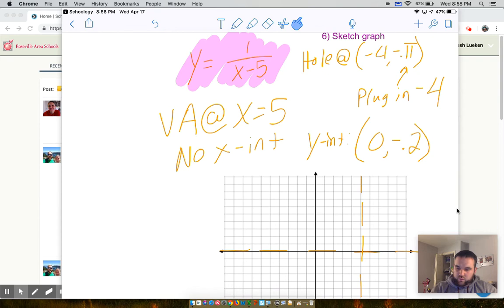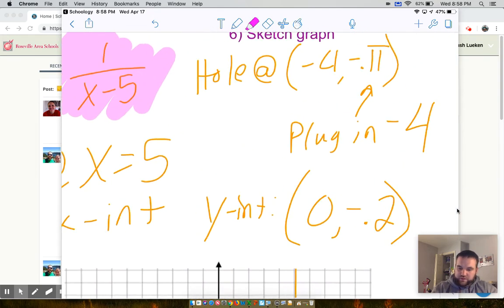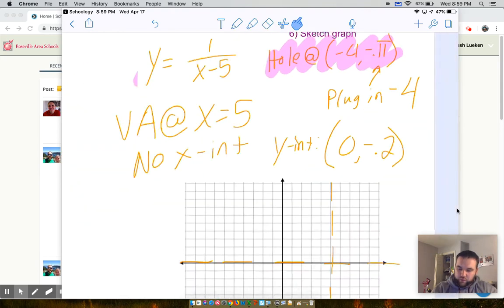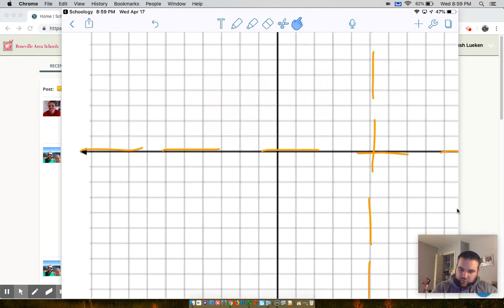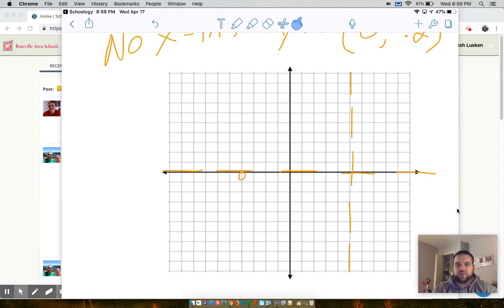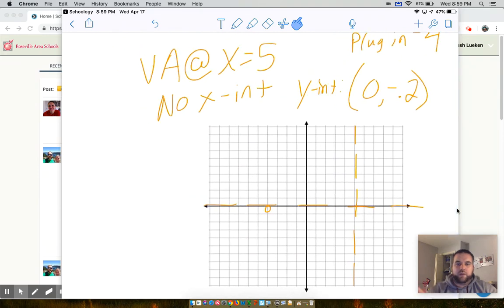What we do need to include, though, is the fact that there is a hole in the graph at negative 4 comma negative 0.11. So negative 4 comma negative, 1, 2, 3, 4, negative 0.11, about right there. I'm going to put an open circle. Again, you can make it kind of obnoxious. And then I'm going to go ahead and just use the calculator to get a picture.